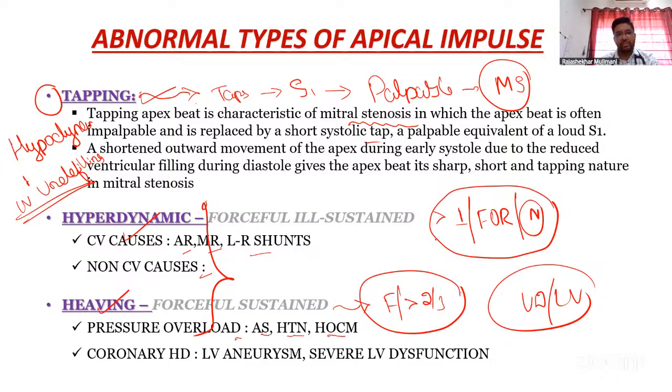In clinical examination, when you're writing the case sheet, prefer to use terminologies like the apical impulse is diffuse, it is forceful, ill-sustained, or sustained, which gives a better picture rather than saying hyperdynamic apex is felt or heaving apex is felt. It is better to be very clear when you're writing your case sheets.